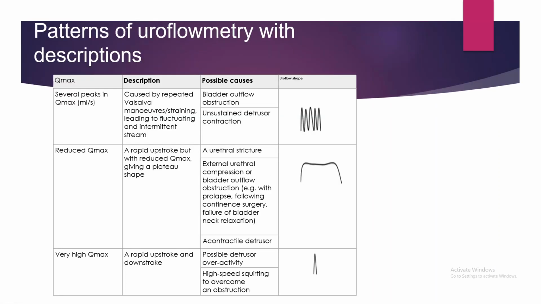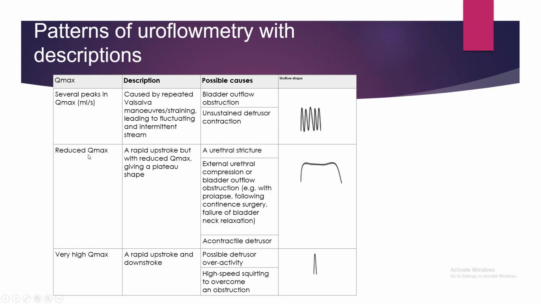Now if there is any problem in the voiding, any voiding dysfunction, you can get several peaks in the Q curve instead of this bell-shaped curve. It can be due to repeated Valsalva or repeated straining, leading to a fluctuating and intermittent stream. In which condition does this occur? This occurs in bladder outflow obstruction, from inside, not from outside, and unsustained detrusor contraction. In those cases, the graph will show several peaks like this.